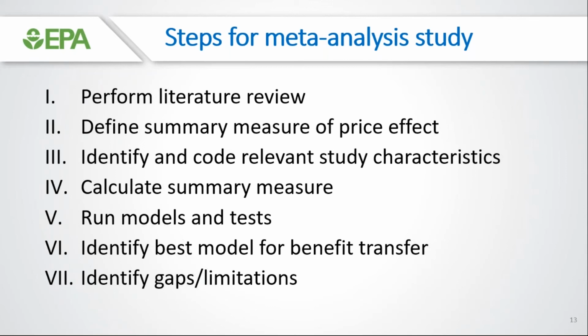So generally, a meta-analysis has the following steps, starting with a literature review. Next, we define a summary measure of the effect, which for hedonic models is how house prices change, and we call these elasticities, and I'll define those in a little bit. Then in order to estimate a statistical model for the meta-analysis, we need to code the study characteristics. Then we calculate the summary measures or unit values. We run the models and test them and pick the best one for whatever policy of interest we have. And then we identify the gaps and limitations. Next slide.